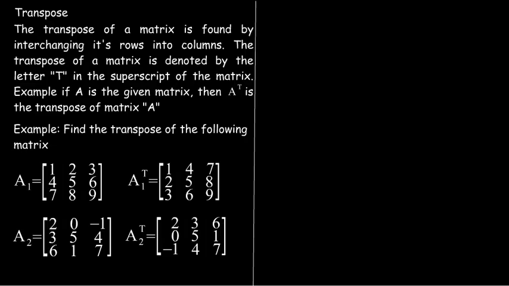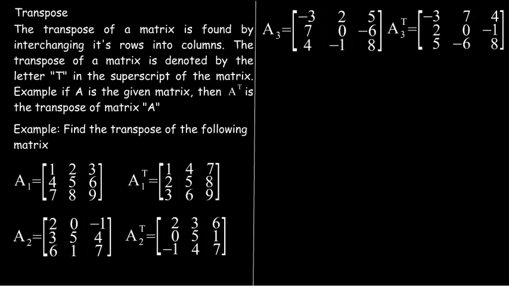It becomes 2 3 6, 0 5 1, minus 1 4 7, and finally A3 is equal to matrix minus 3 2 5, 7 0 minus 6, 4 minus 1 8, and when we transpose it, it is equal to minus 3 7 4, 2 0 minus 1, and 5 minus 6 8. So for transpose, we are basically just changing our rows to our columns.